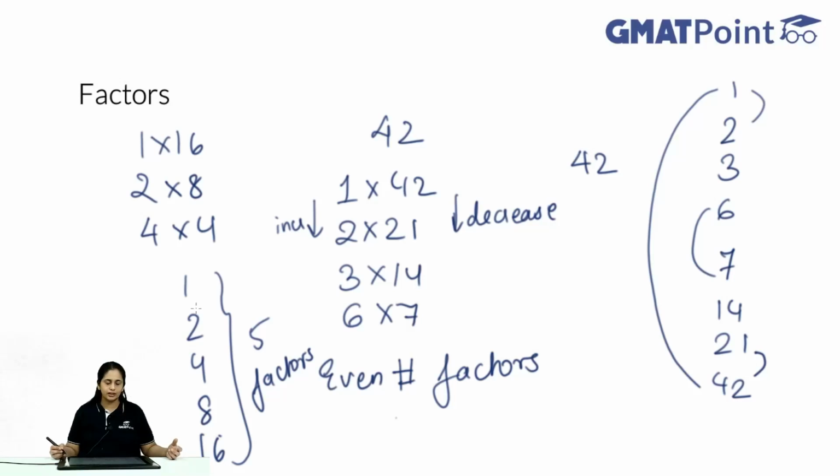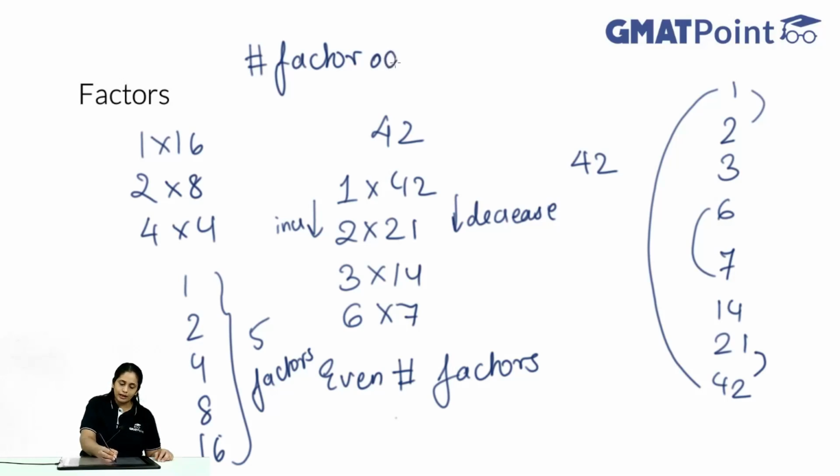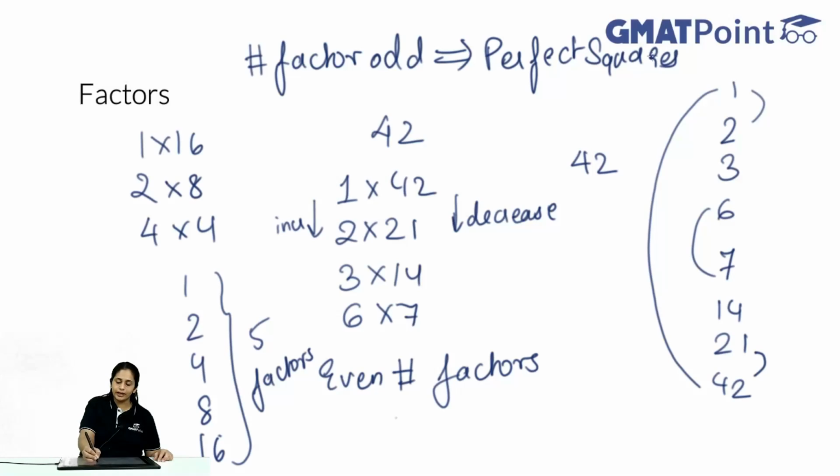I have to consider it only once. So I get 5 factors. If I get an odd number of factors, that means that the number is a perfect square. For all other numbers, the number of factors will be an even number. Okay, so any other number which is not a perfect square, you will have an even number of factors. So for example, 48 has an even number of factors, 49 has an odd number of factors, because 49 is a perfect square.